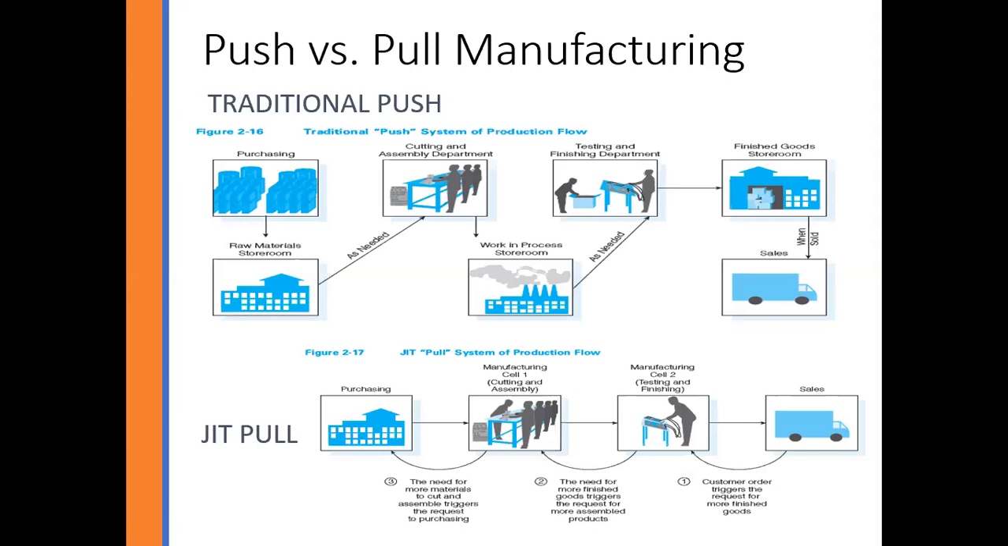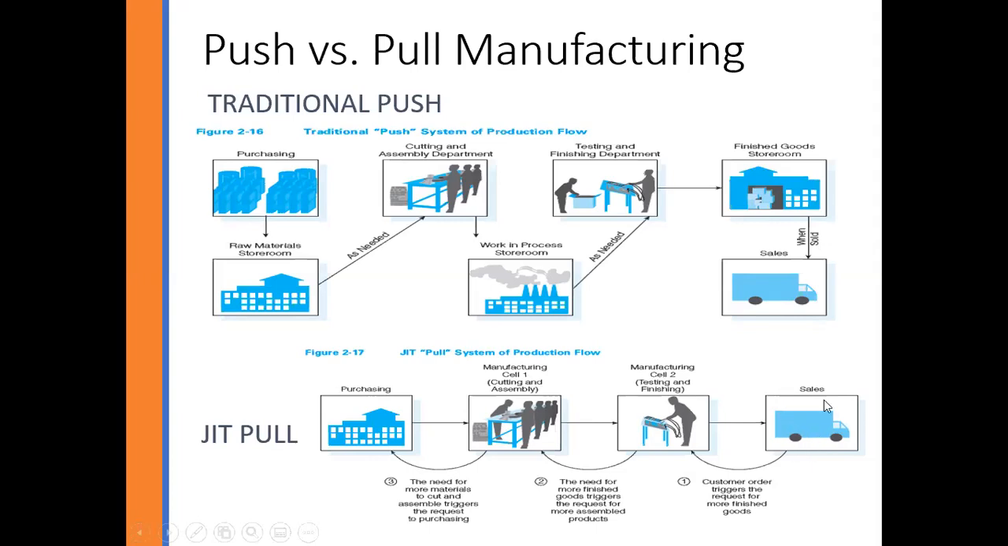Whereas in a pull system, as we see down here with the just-in-time manufacturing pull system, it starts with the sale, right? Instead of having a finished goods storeroom and waiting for these goods to be sold, with just-in-time, a pull system, it starts with the sale.